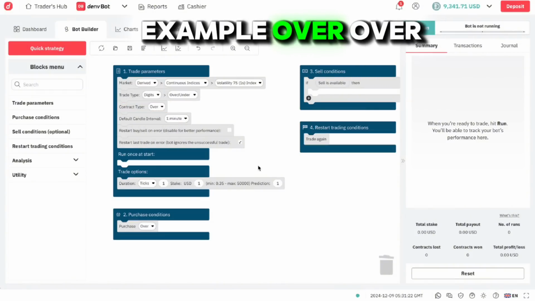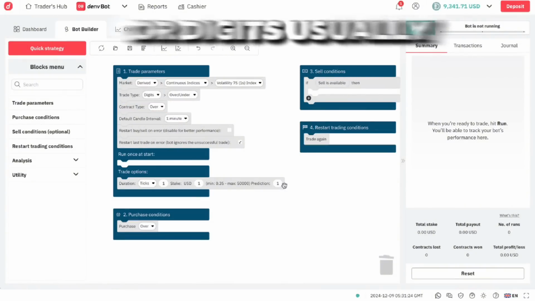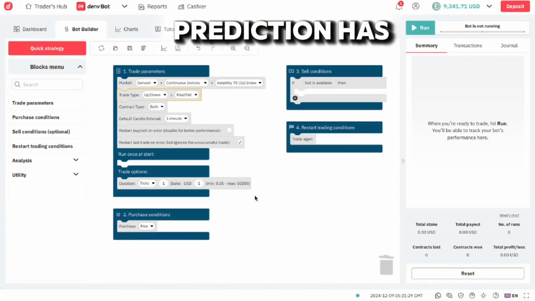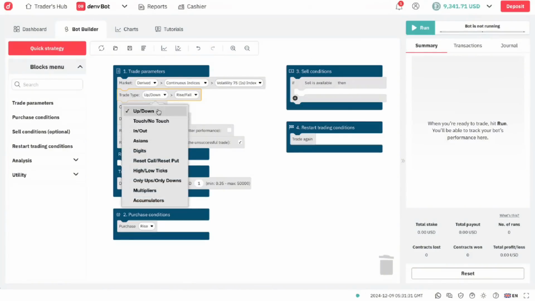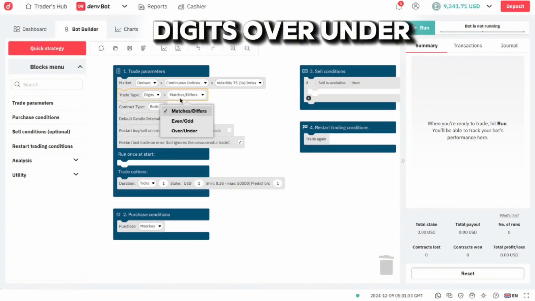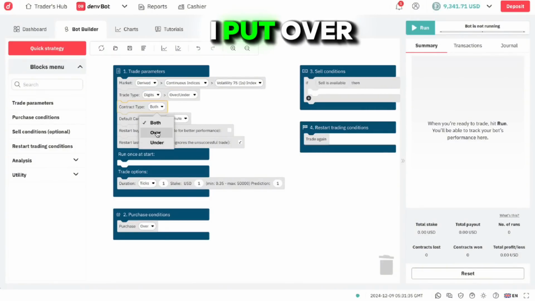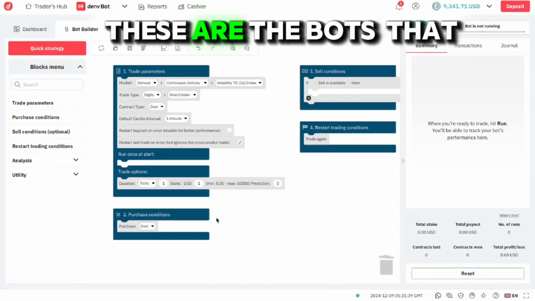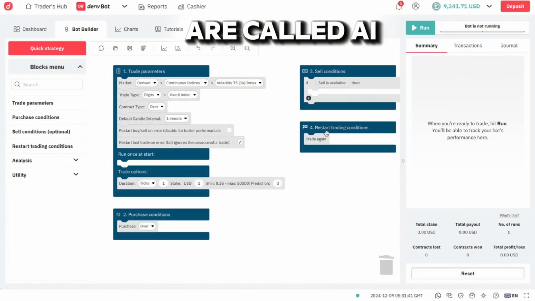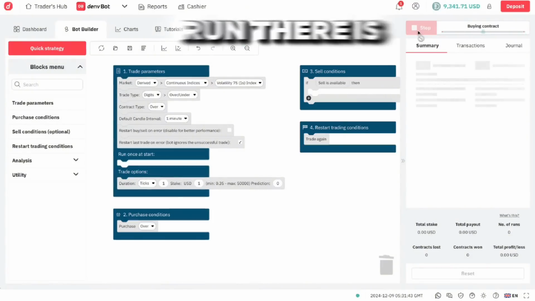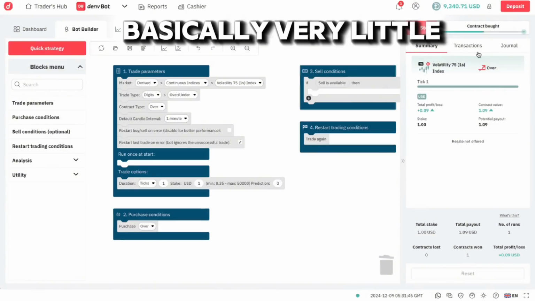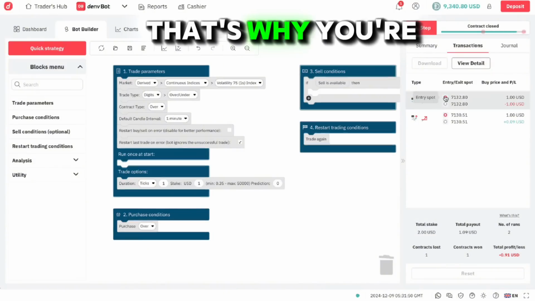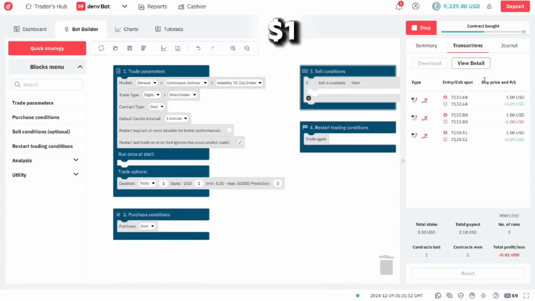For example, over or under digits usually have a prediction. If I go back to up, down, you see the prediction has disappeared. If I put digits over under, I put over and your prediction, for example, over 0. This is the bot that is called AI. You just click run. There is basically very little you need to learn about these things. So the stake is $1. That's why you're seeing it trading with $1.